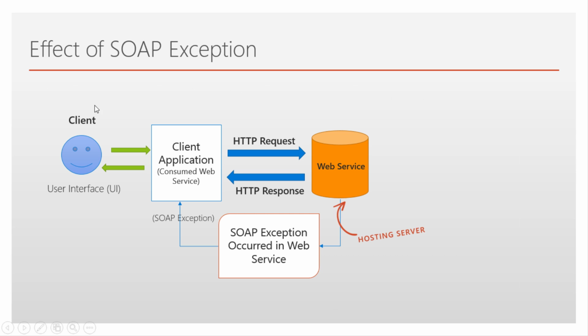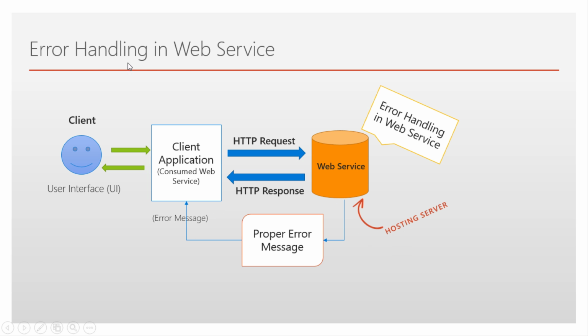Effect of SOAP exception: when the client starts requesting the web service from the client application. Here the client application means the consumed web service. In part 2 of this video series I have discussed how to consume a web service. If everything goes well in the web service, it returns an HTTP response. If an error occurs in the service and is not handled properly, it returns a SOAP exception to the client. Error handling in web service: if the error is handled in the web service properly, it returns a proper error message to the client. Let's look in action how to handle SOAP exception.